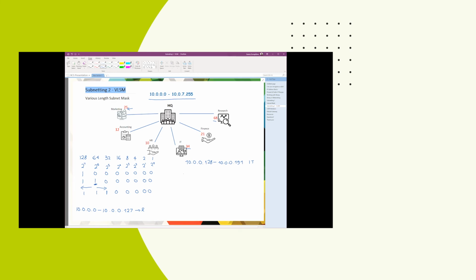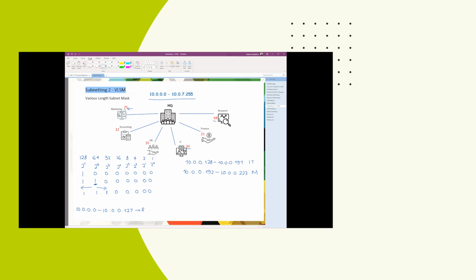So we have left from 10.0.0.192 up to what number? We need to add here what? 32. So it's 10.0.0.224 to 10.0.0.255, I believe. Okay, so this is for marketing. Let me put an M here.